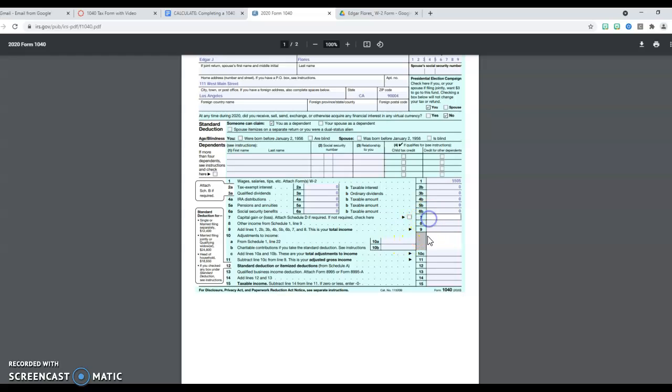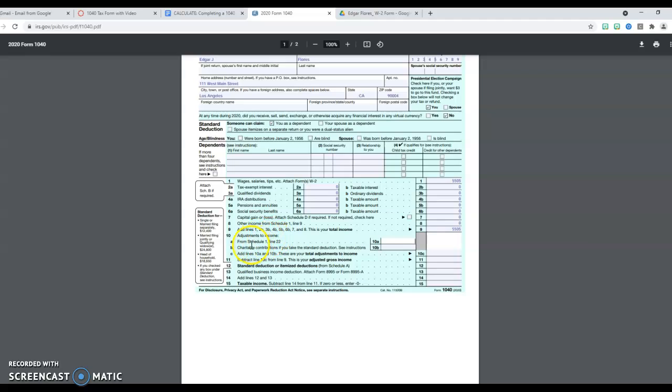Okay, on line 7, it says, does he have a capital gain or loss? He doesn't have that. It would tell us if he did, and there's nothing like that telling us that. Other income from a Schedule 1, he doesn't have that either. So that brings us to number 9 to add line 1 through 8 together, and we get 5505.